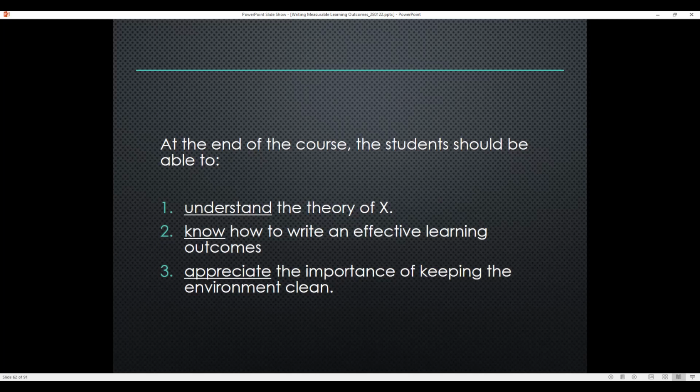Remember we said it must be measurable. So what is it that they need to show you to tell you that they know? That is the work that you have to write. Know how to write an effective learning outcome. Know, what is it that they need to show.